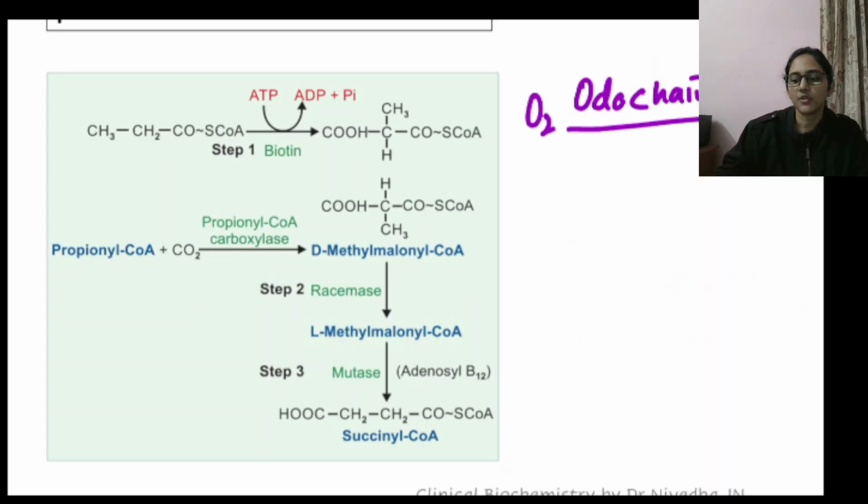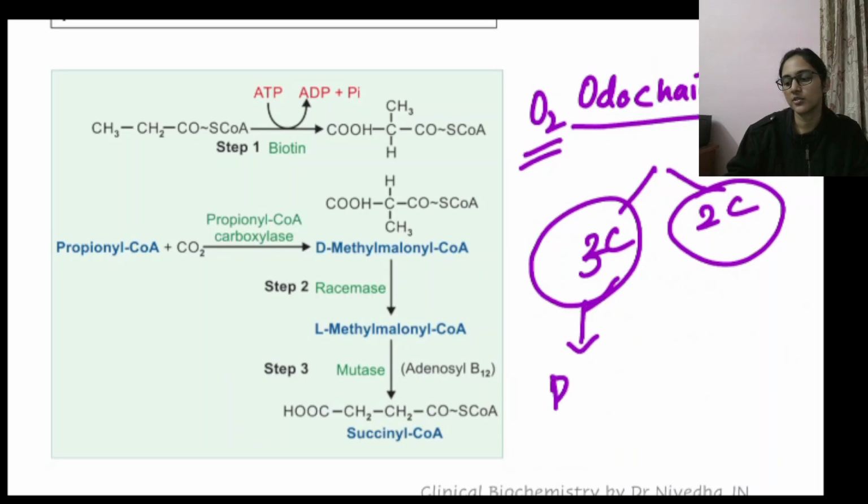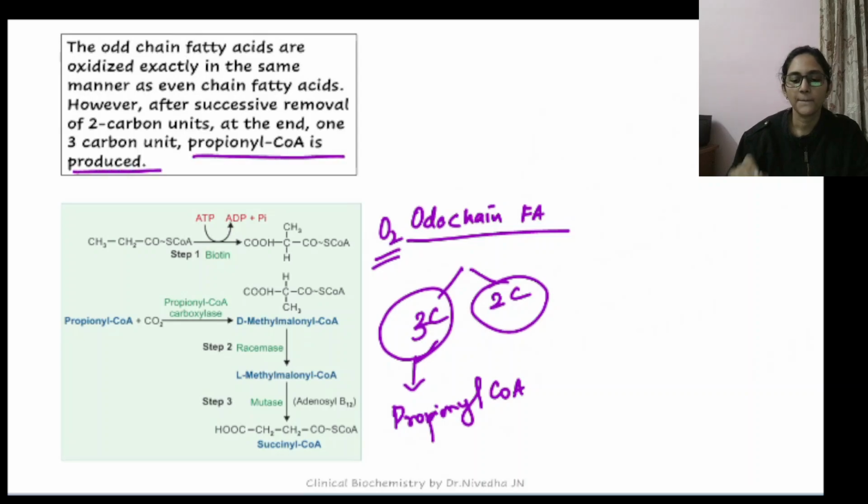Oxidation of odd chain fatty acids is going to be the same as that of even chain fatty acids. Whenever the fatty acid undergoes beta oxidation, in every cycle it produces two carbon units, is it not? Even in odd chain fatty acids, the same is going to happen. But at the end cycle, you will get a 2 carbon and a 3 carbon, and that 3 carbon is going to be propionyl CoA. That's how propionyl CoA is produced when odd chain fatty acids are oxidized.